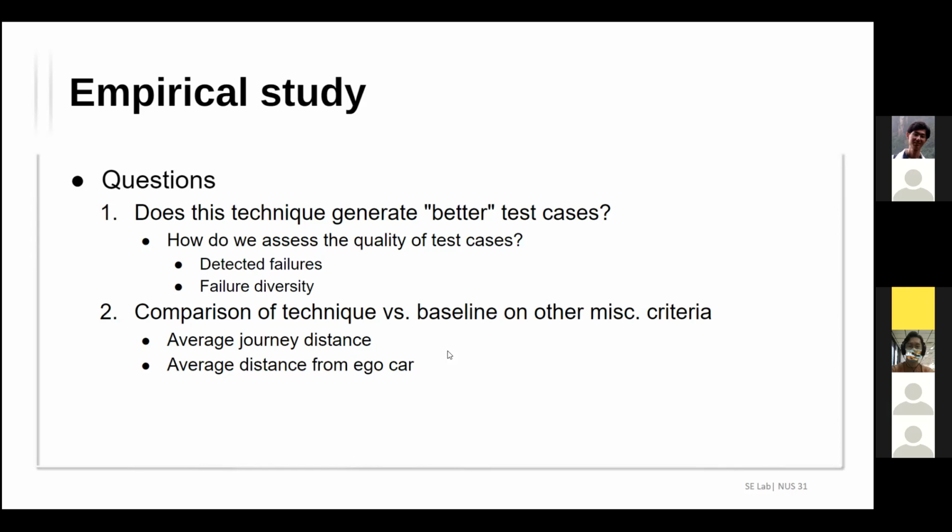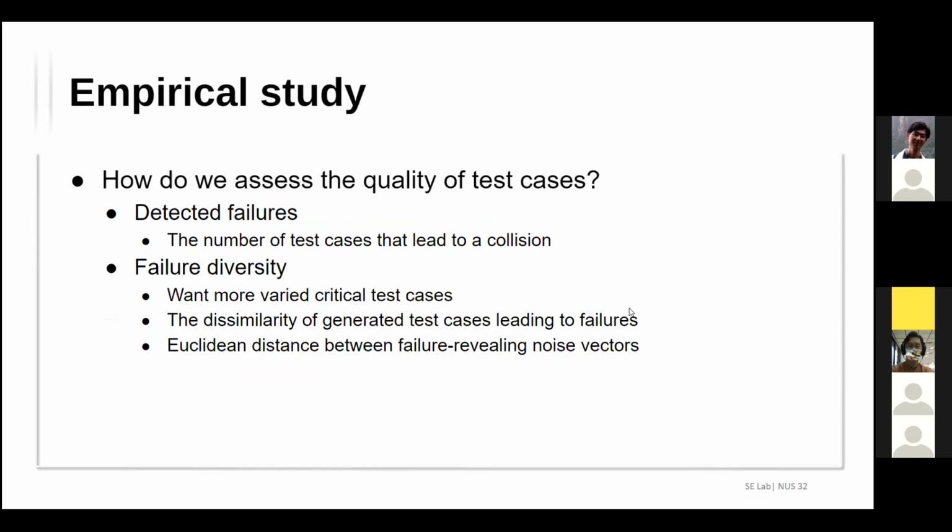The authors have chosen two criteria: detected failures and failure diversity. I'll explain them more on the next slide. The detected failures is just the number of test cases that lead to a collision after the search algorithm. So this is quite straightforward. The more test cases with collisions, the better, because that exposes the failure behavior of the self-driving vehicle. But the next one is a bit more unusual.